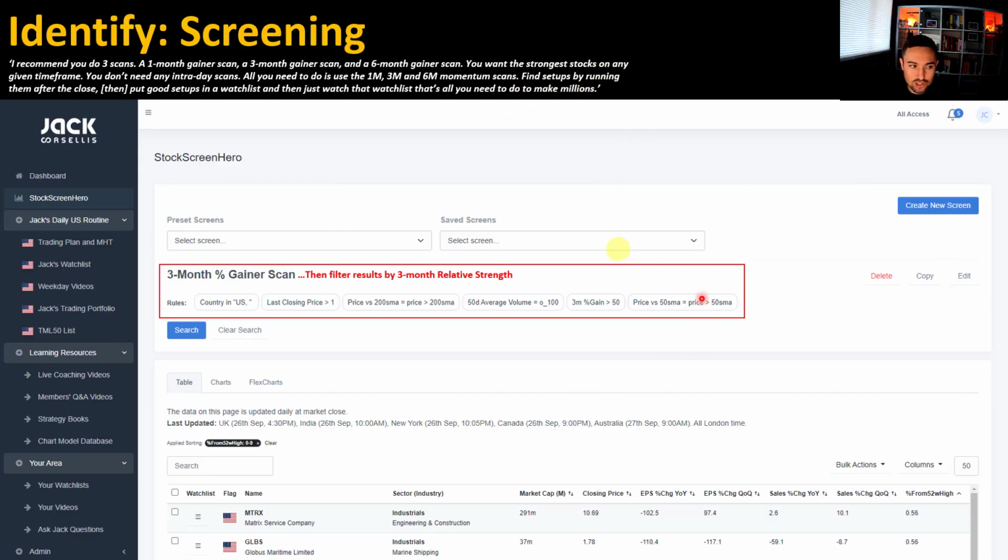So here you go. I'm going to show you a 3-month percentage gainer scan, a really simple scan that I just knocked up. If you want to create a little bit more complexity, you can do that. Then I'm going to show you the importance of filtering via relative strength to find the strongest stocks that then meet your trend criteria or your scan criteria. So we'll jump across to my platform and I will show you some of the results from this scan.